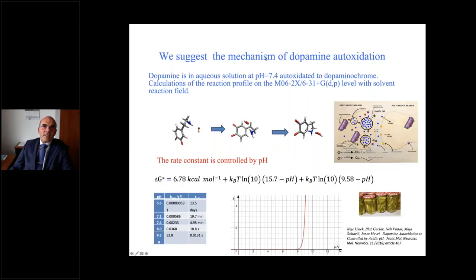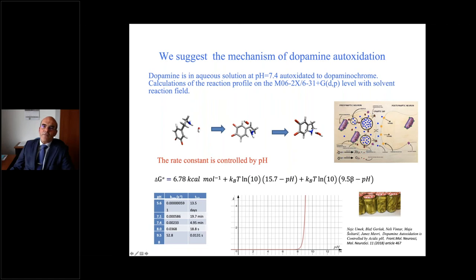We suggest the mechanism of dopamine decomposition. This is all quantum chemical work. So the proposed mechanism is that OH minus ion in aqueous solution is attacking neutral dopamine, and this is the barrier. And these are the costs, first for this here.